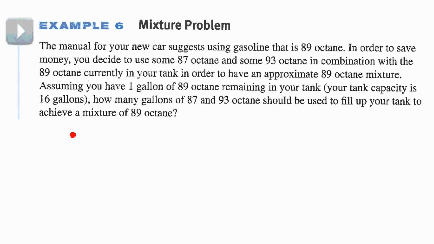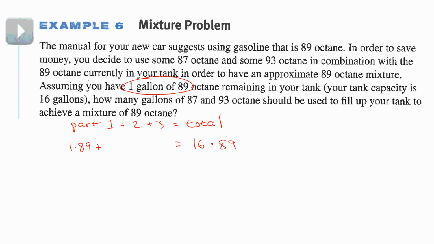We're going to say, in this case, part 1 plus part 2 plus part 3 equals the total. All right. So we know the total. What's the total going to be? The total is going to be 16 gallons of 89 octane. So we can say 16 times 89. Let's think about what our parts are. We have 1 gallon from up here. We already have 1 gallon of 89 in the tank, so we could say 1 times 89.